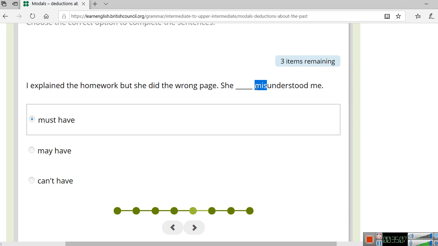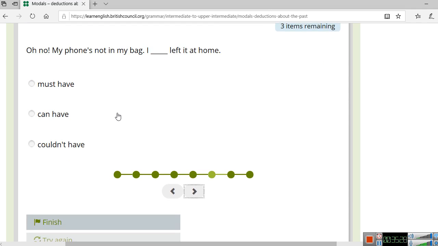So in this case, I explained the homework, but she did the wrong page. I'm pretty sure she must have misunderstood me. I'm 100% sure about that. So that's why I use must have. So yeah, you were correct about that. Thank you, Jenny. Now, let's continue with this one.